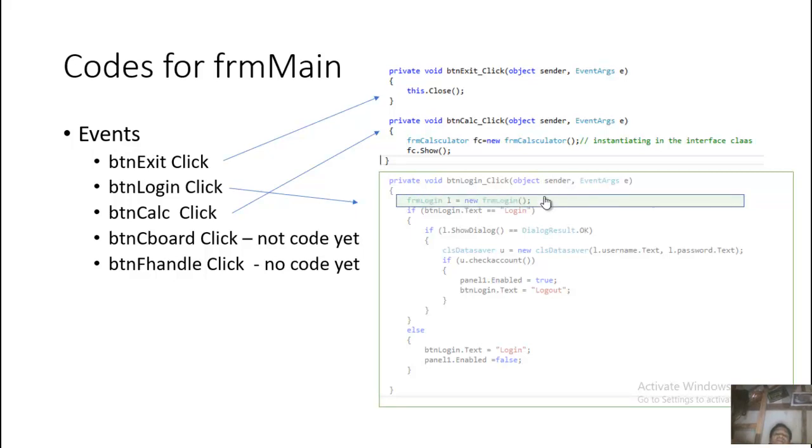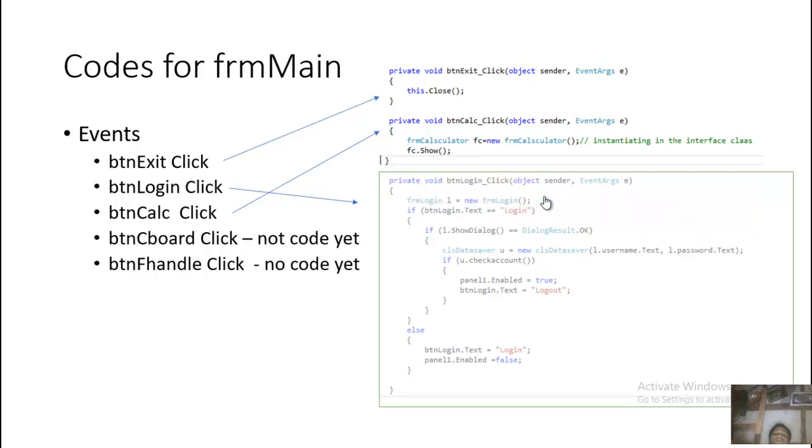For the first line, we instantiate the login form, naming it to L, and then after instantiating the login form, we check whether the user has already logged in or not. Now, if he has already logged in, then it goes to the else area, and if he has not logged in yet, it goes to the next line.